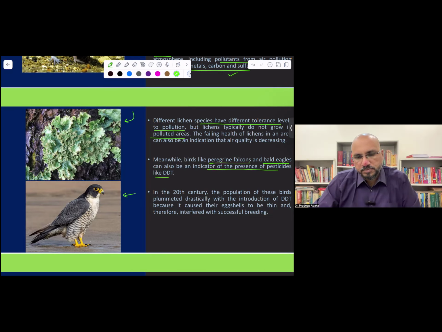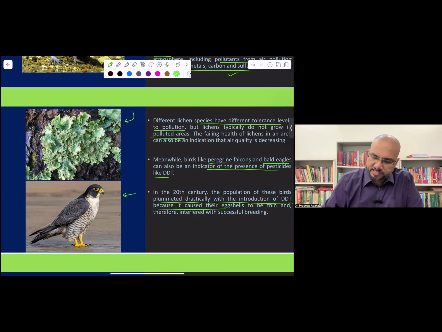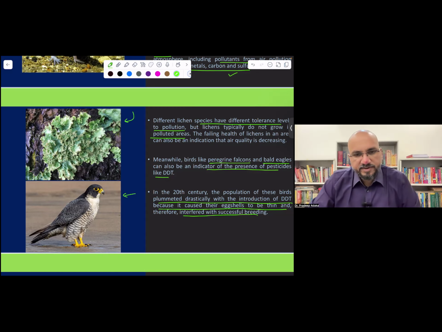So in the 20th century, the population of these birds plummeted drastically with the introduction of DDT because it caused their eggshells to be thin. Their eggshells turned thin and therefore they interfered with the successful breeding of these birds. Their population declined. So DDT is dichloro, diphenyl, trichloroethane.